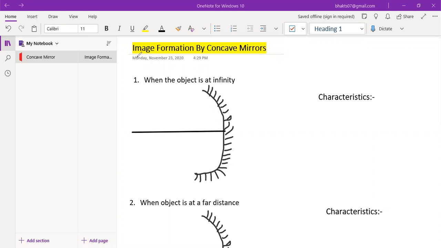Today let us study in detail how images are exactly formed by the concave mirrors. Let us see the first case, when the object is at infinity. Let us see how the image will be formed. Now the object is at infinity, so the two rays are, this is the first ray and this is the second ray. As they hit the mirror, they get reflected.